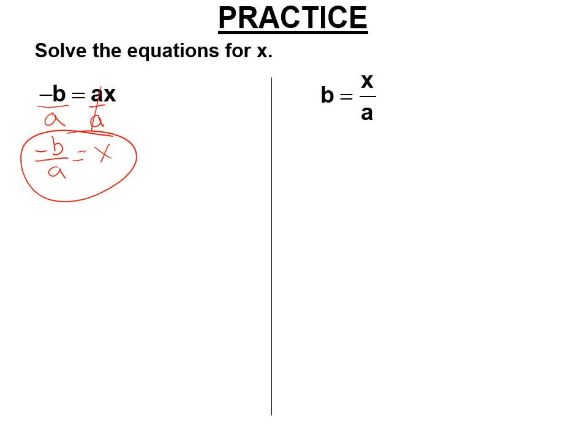Solving for x, x is being divided by a. You're going to multiply both sides by a. So ab equals x. A times b equals x. Yes, you could also write b times a.